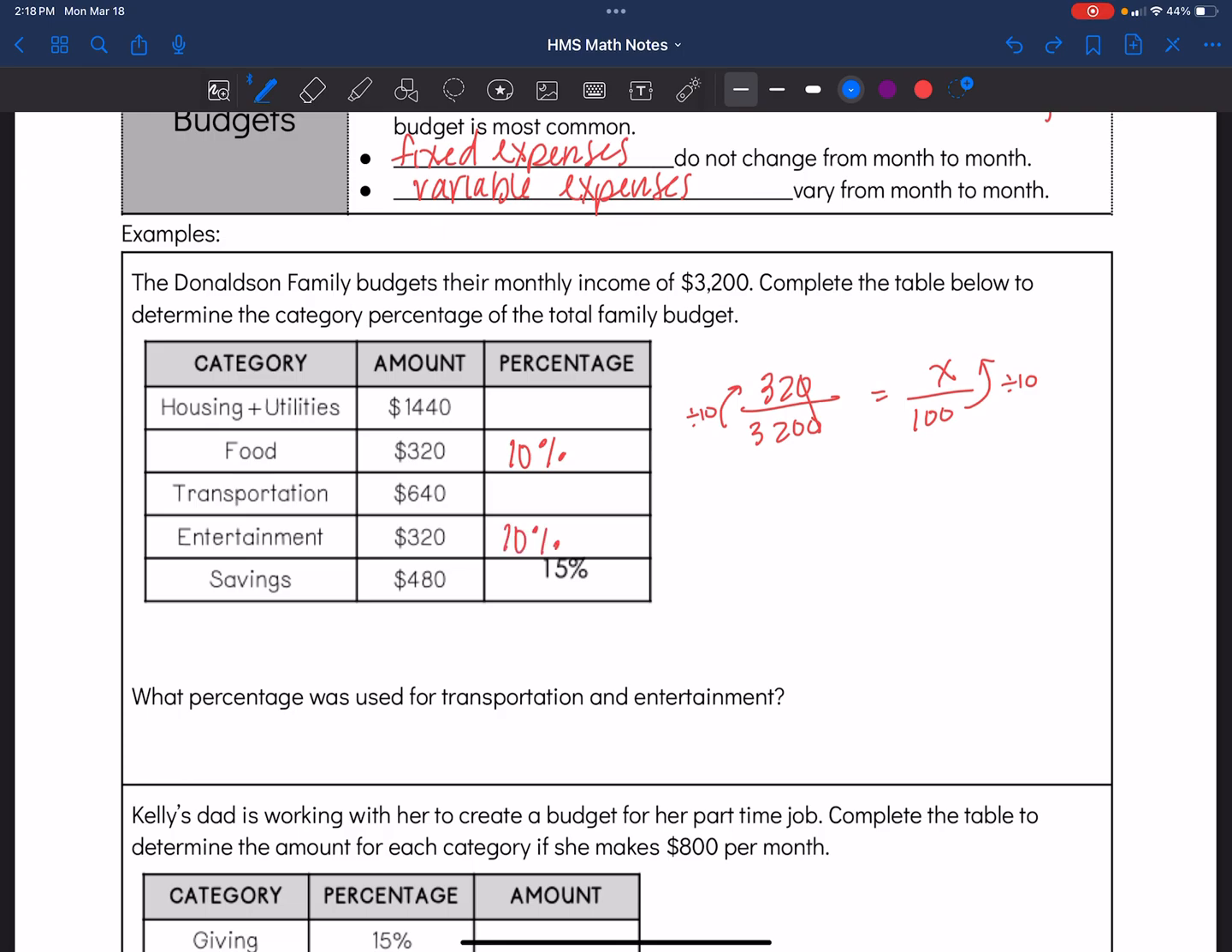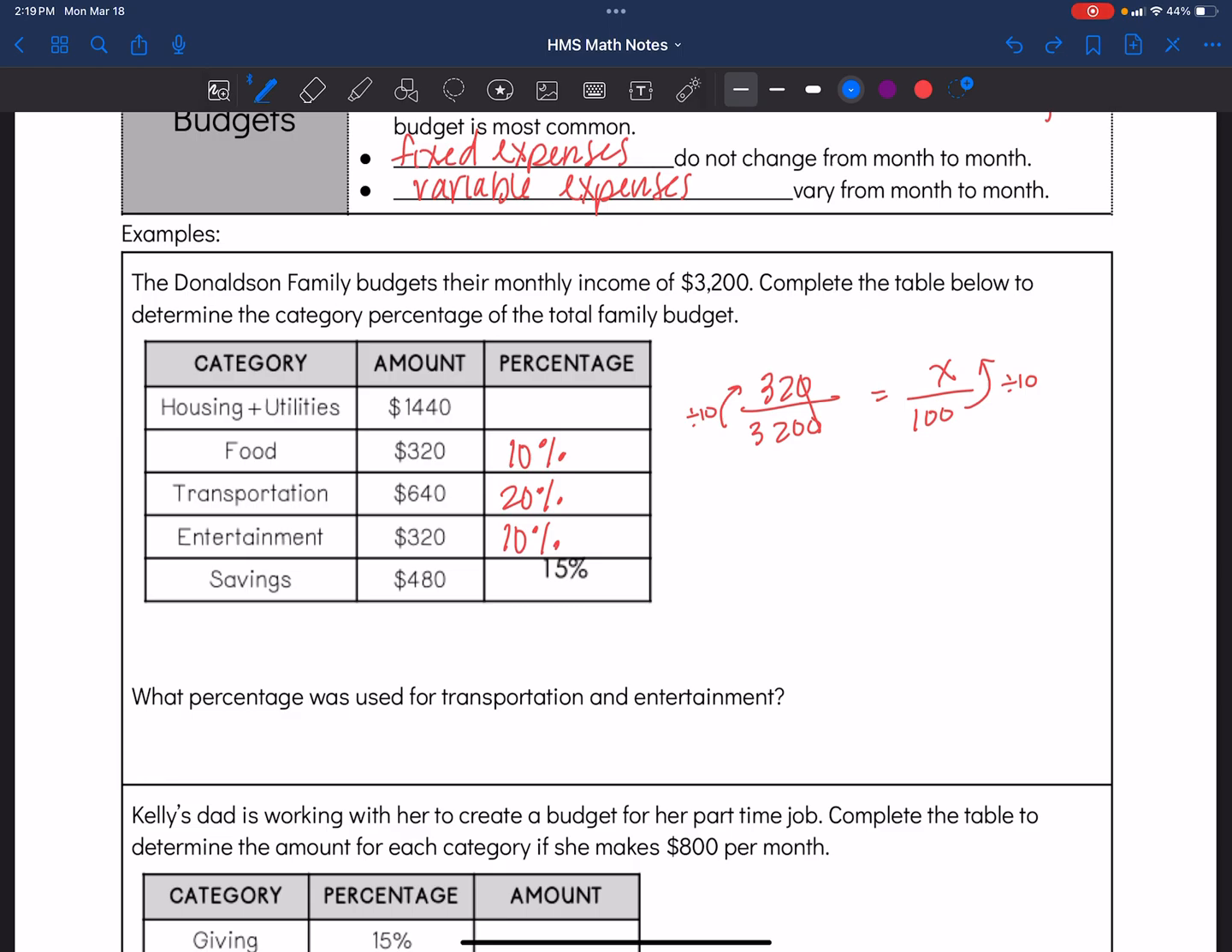Which means everything else on my table that is $320 is going to be 10%. And I can see that 640 is double 320, so I'm just going to double my 10%.